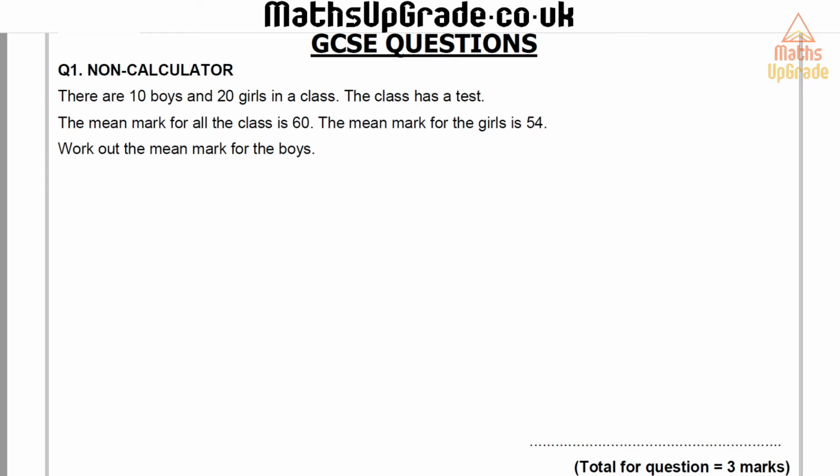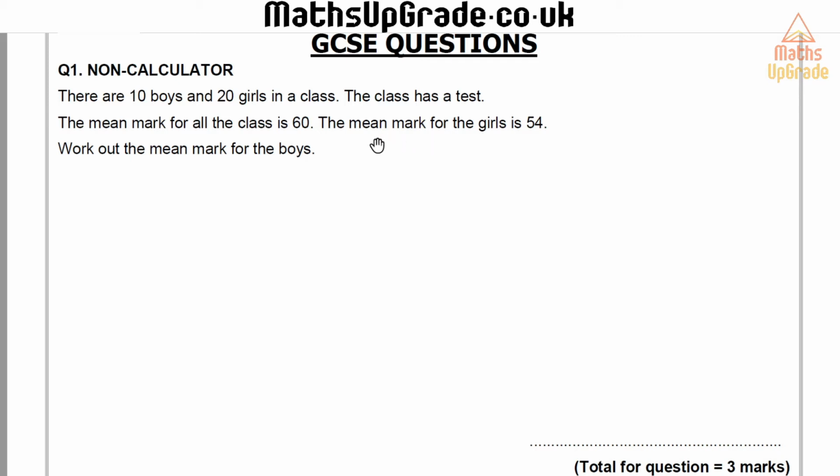Starting with question 1, which for 3 marks tells us that there's 10 boys and 20 girls in a class. We're told that the class has had a test and the mean mark for the whole class is 60. The mean mark for just the girls is 54. We need to work out the mean mark for the boys. So the trick with all these questions is to work out the total for the whole class.